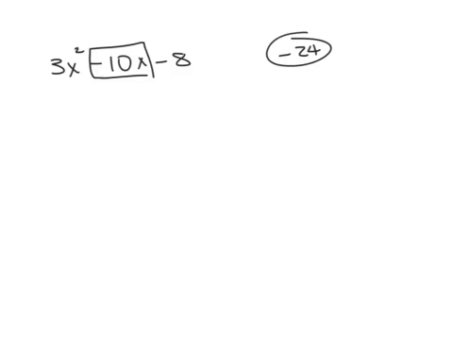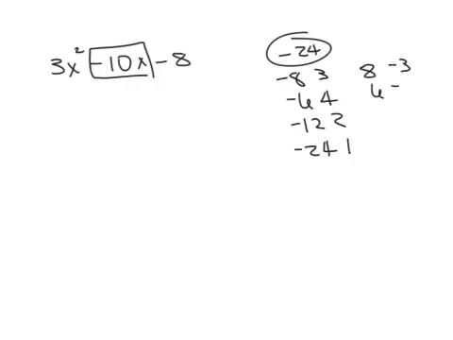Two numbers multiplied together give us 24. What do we have? 8 and 3, 6 and 4, 12 and 2, 24 and 1. Those are our factors that when we multiply we get 24, but the first number could be negative, or the second number could be negative. So these are all factors that if we were to multiply, we'd get negative 24. Those are the ones we're going to look at.